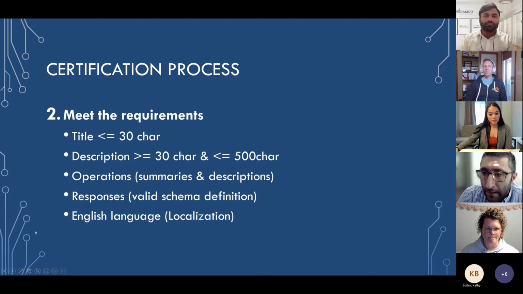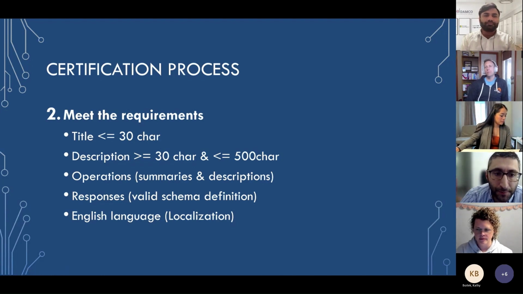And this step here is required from both partners, independent and verified publishers. They both need to meet the requirements for Microsoft. For example, the title of the connector should be less than 30 characters. The description should be between 30 and 500. All operations should have summaries and descriptions.